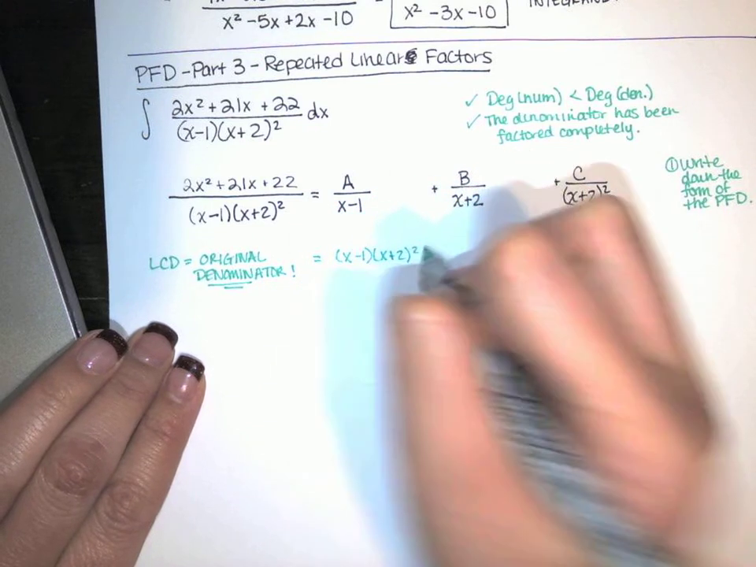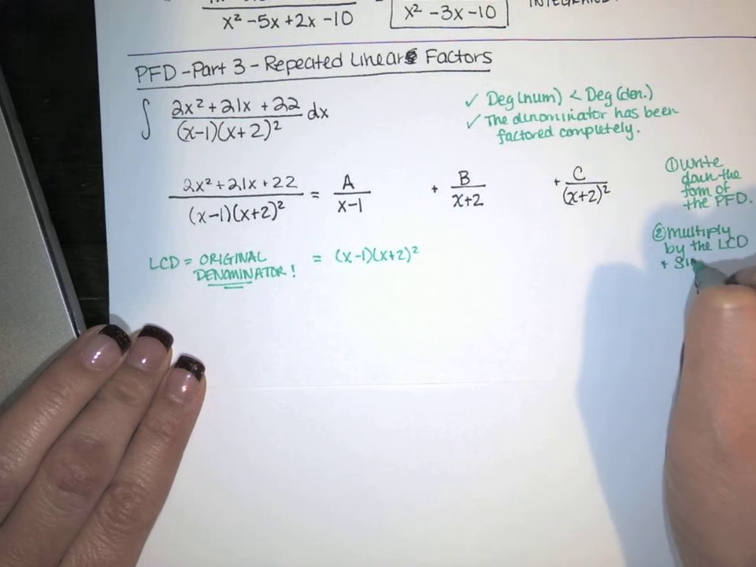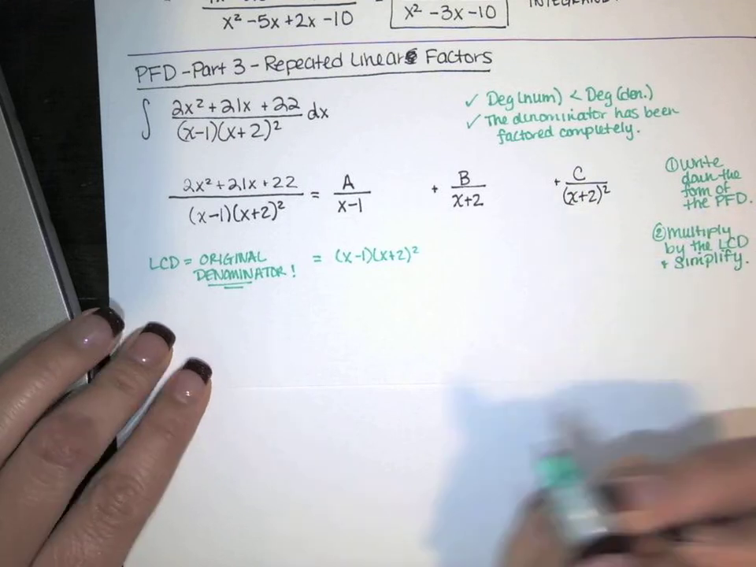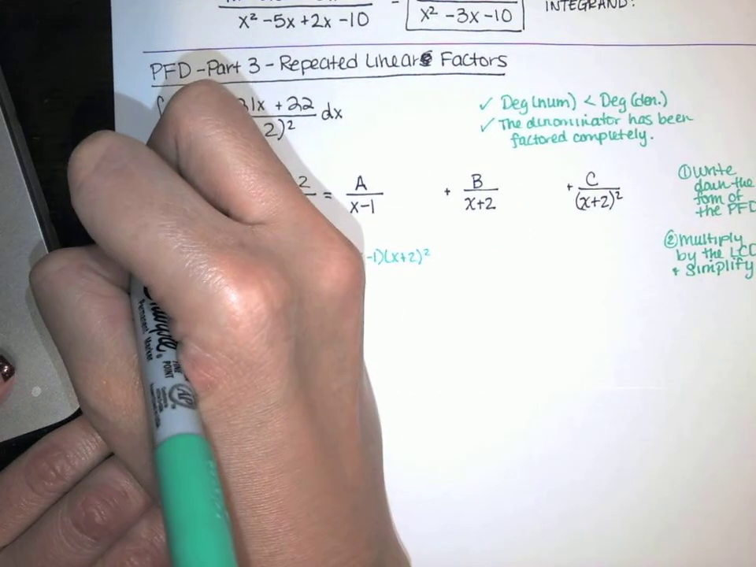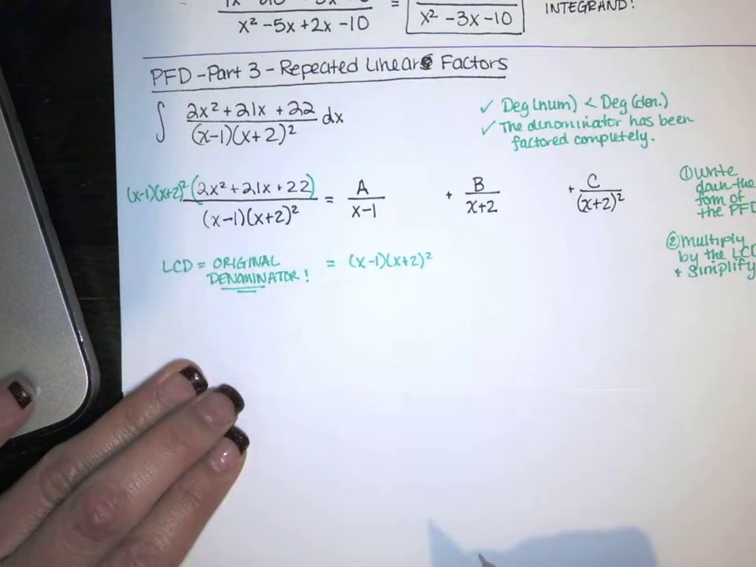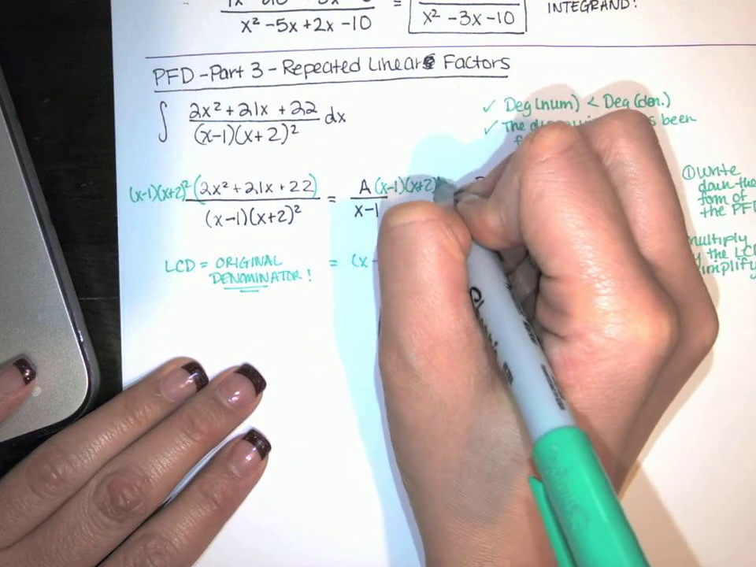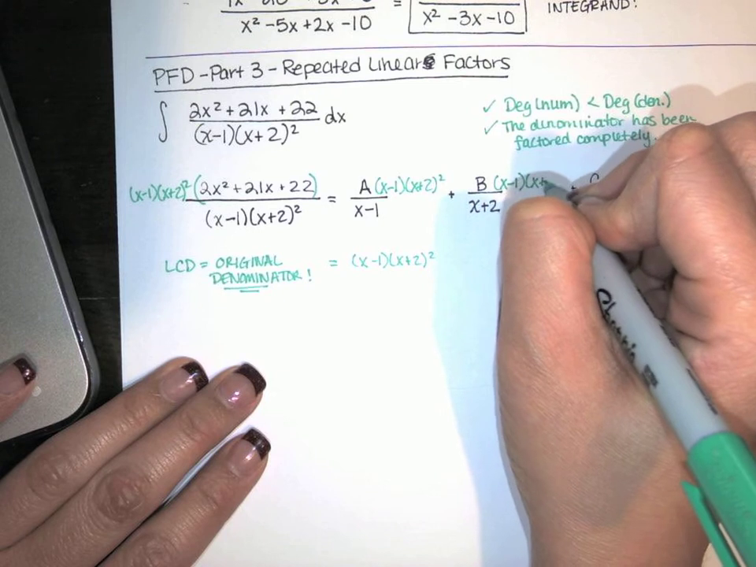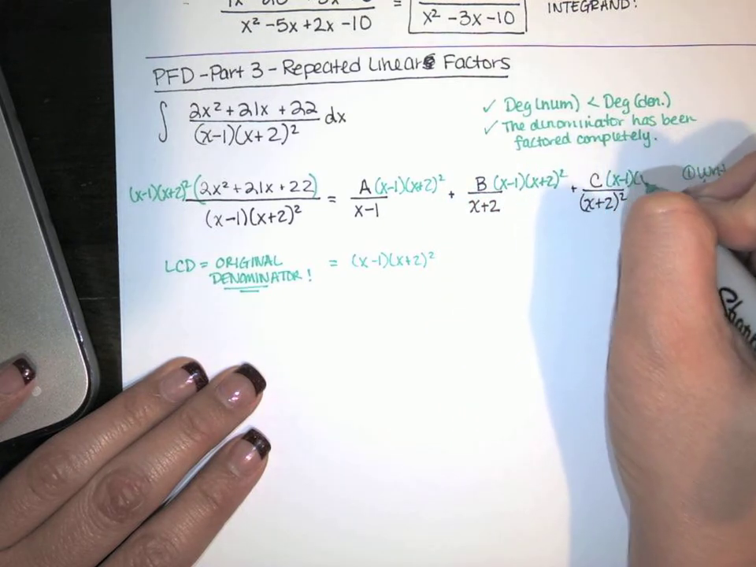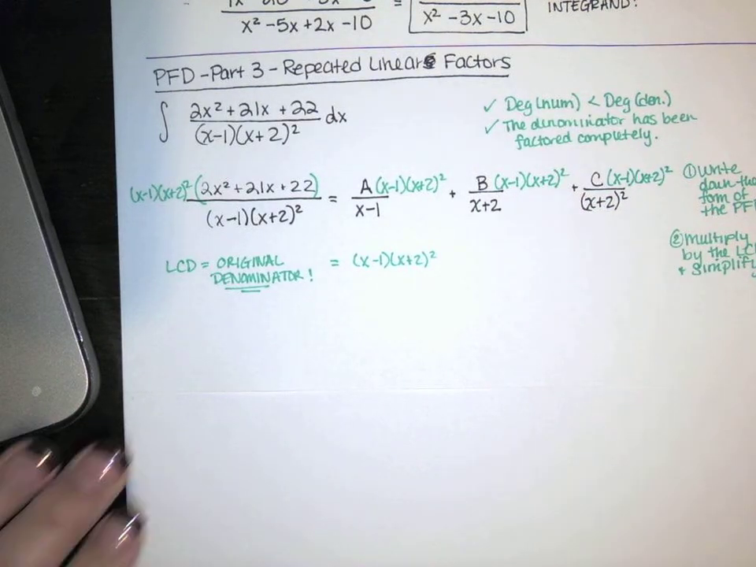and then simplify. Okay, so I'm just going to write x minus 1 times x plus 2 squared here. All of that is in parentheses because it's all multiplying those two factors. And then I multiply by the LCD over here. And I multiply by the LCD over here. And I multiply by the LCD over here. And if we've chosen the correct LCD, and we have this time, all of those denominators should reduce.